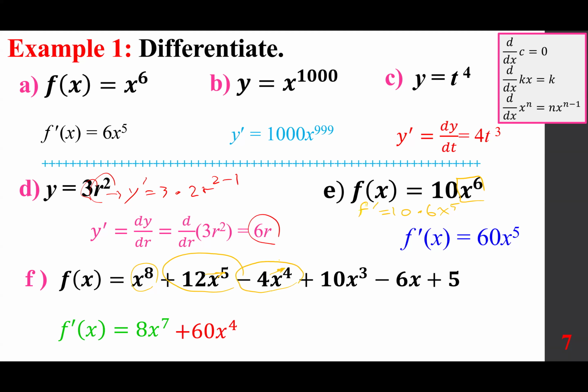We multiply these two, we get negative 16x cubed. Multiply these two, we get 30x squared. We take the exponent down by one notch. And this one follows this. The answer is negative 6. And of course, any constant, 5 or any other number makes no difference. It's 0. So you're done.